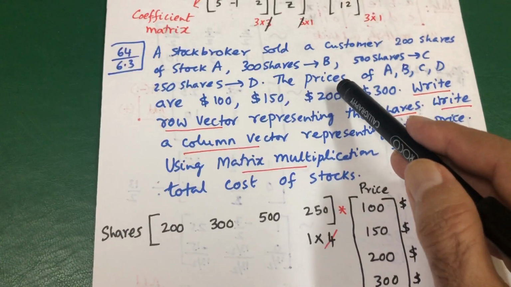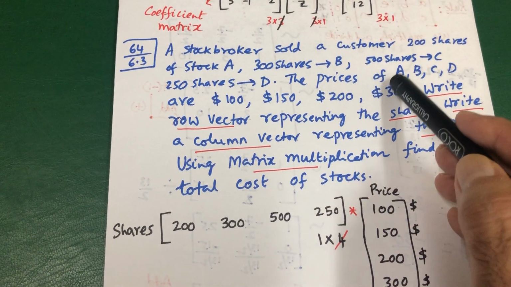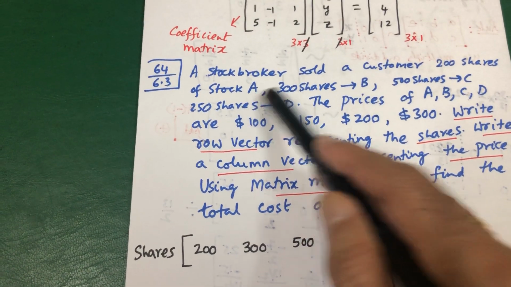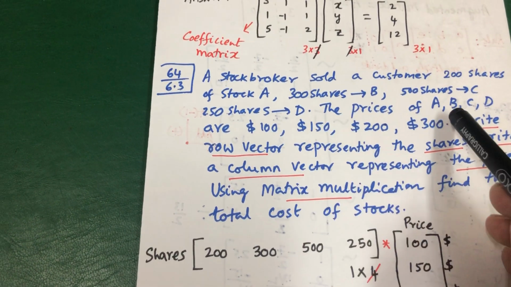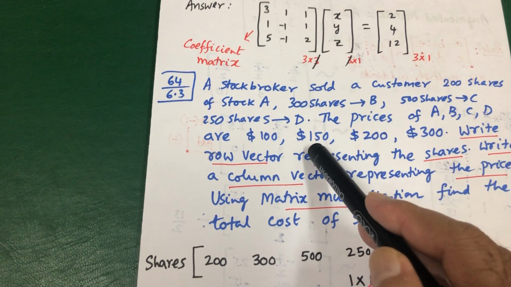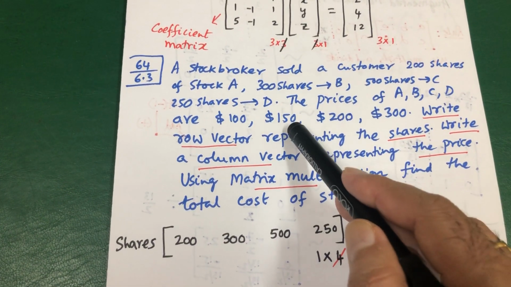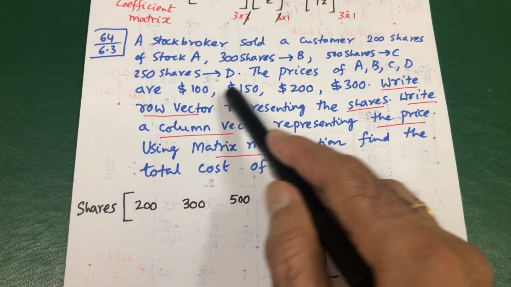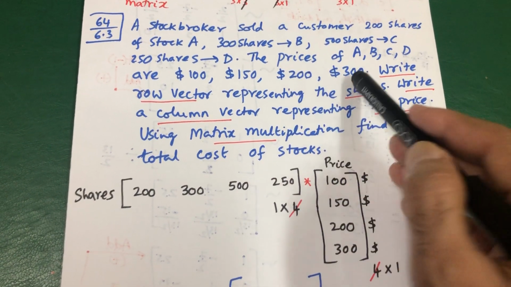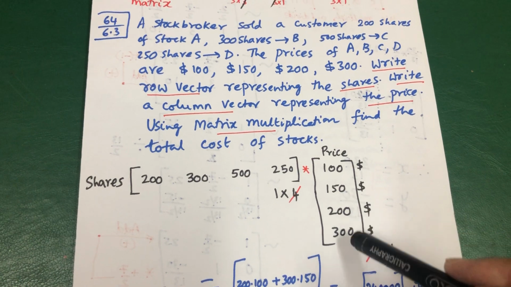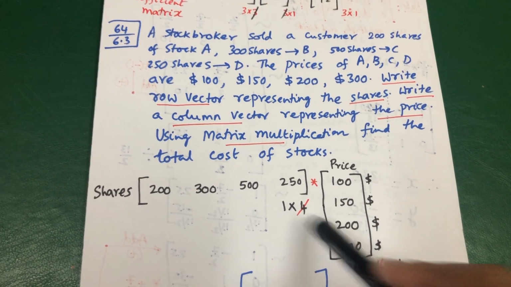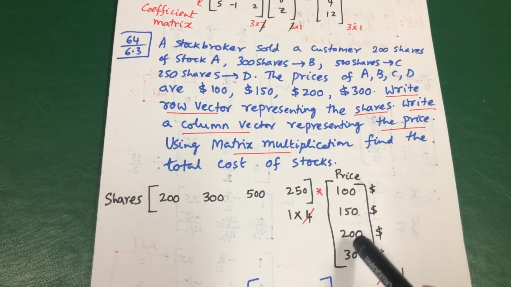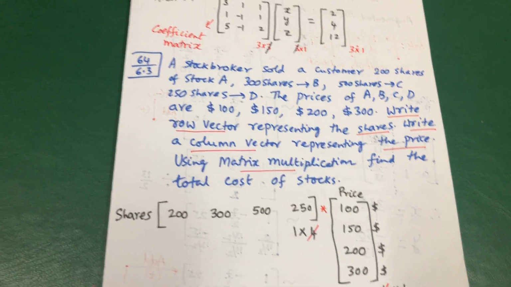What are the prices? A, B, C, D. The price of A, that's the first stock, is $100. The second stock B, $150. Third stock, $150. Fourth stock D is $200. What are the prices? 100, 150, 200 and 300. These are the prices. So the first stock value is this, second stock value is this, third stock value is this, and the fourth stock value is this.